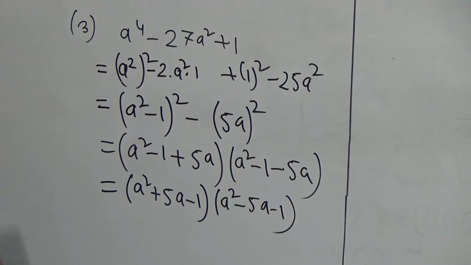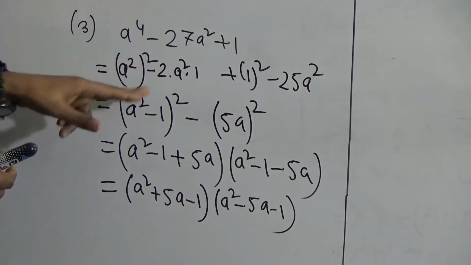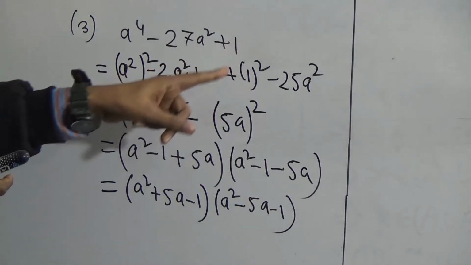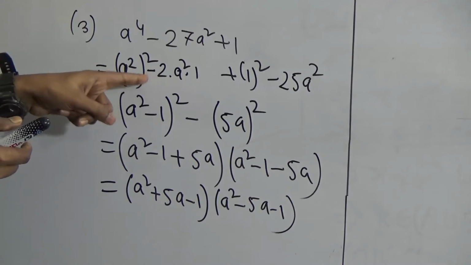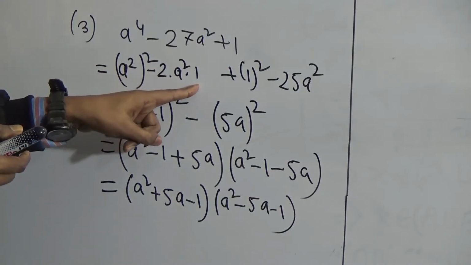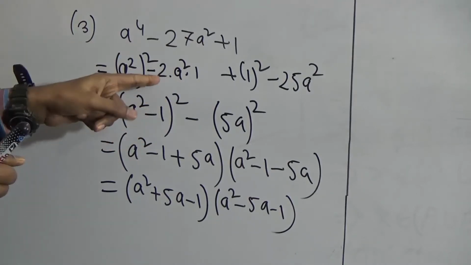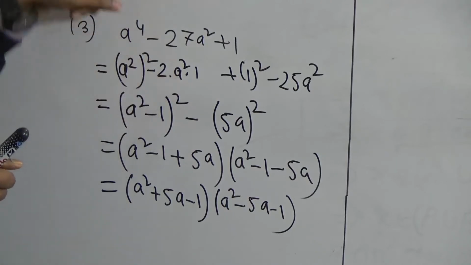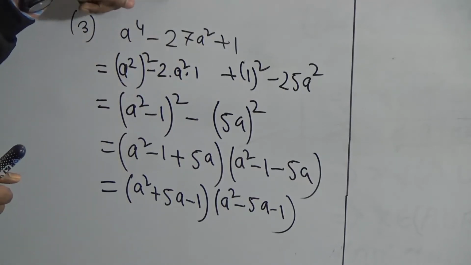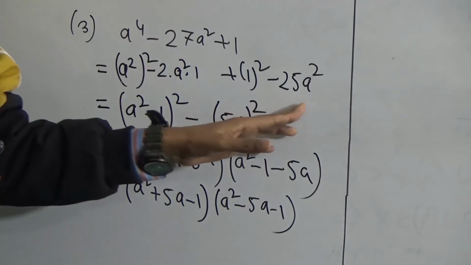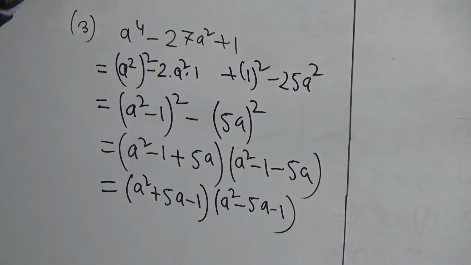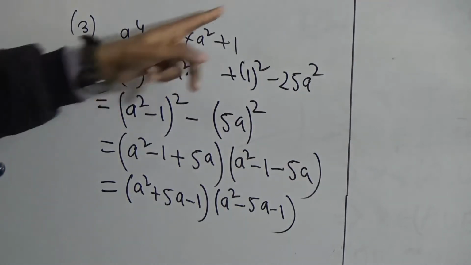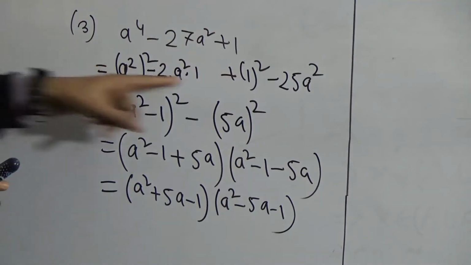Look, students, notice here, a for 4, we can write a square, then a square plus 1 square. Okay. Then for the formula we can write here minus 2ab. Now you see, here is minus 2a square, but here is minus 27a square. So we have to add more 25a square. Now see, minus 2a square minus 25a square equals minus 27a square.